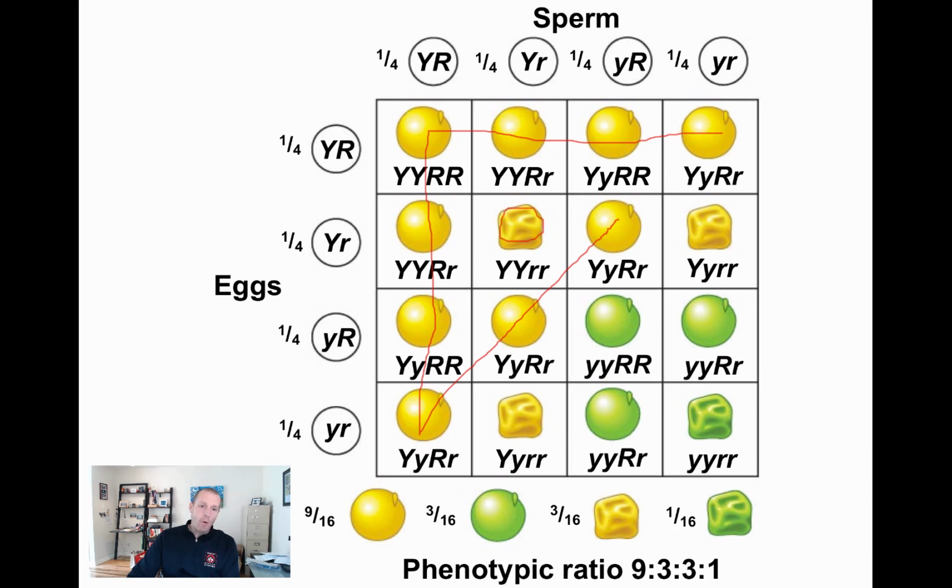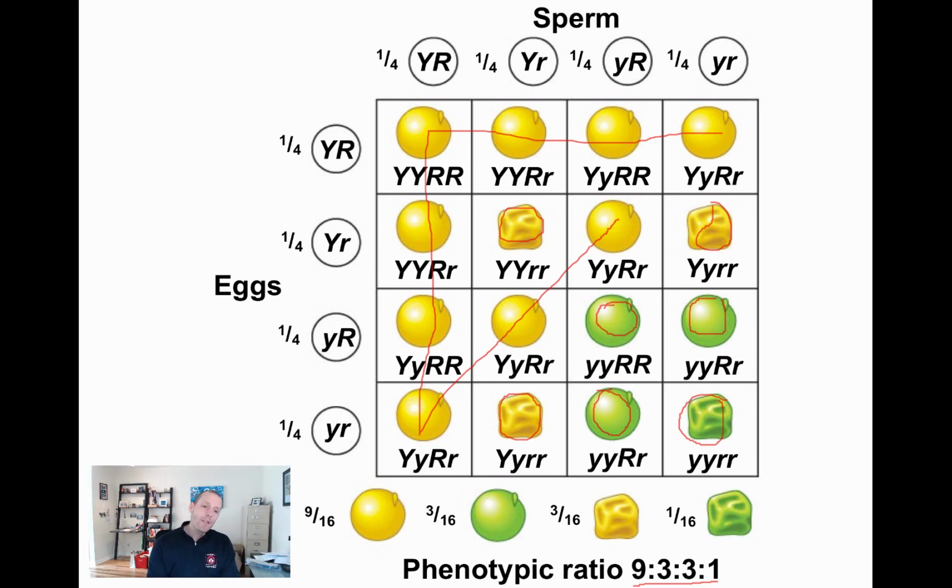Then you have 3 yellow wrinkly peas, 3 green smooth peas, and 1 green wrinkly pea. And this is the so-called 9:3:3:1 ratio. And the ratio is not that interesting and that important, except in that it shows us Mendel's second law. And so the second law basically states that the alleles of each of these genes segregate independently of one another.